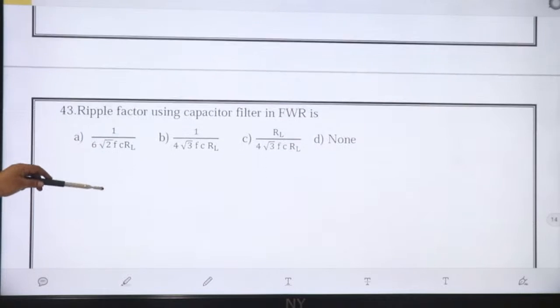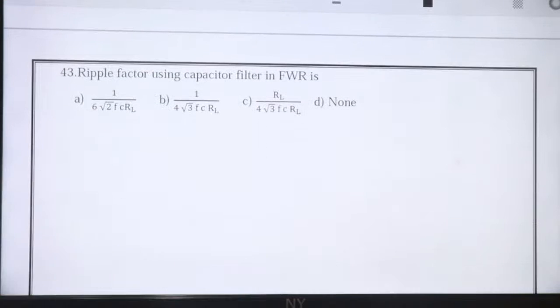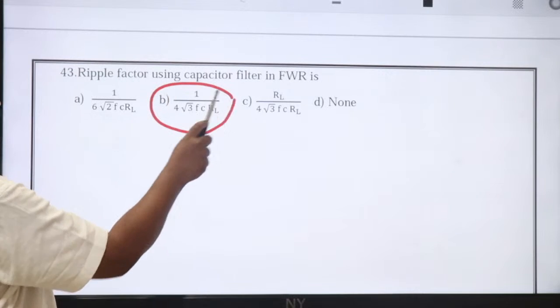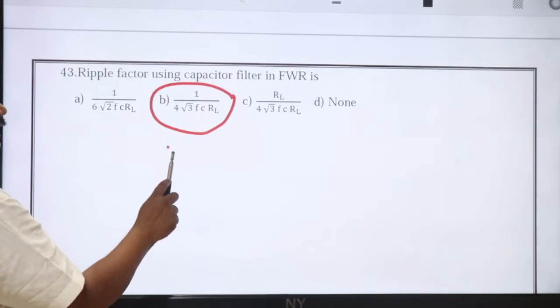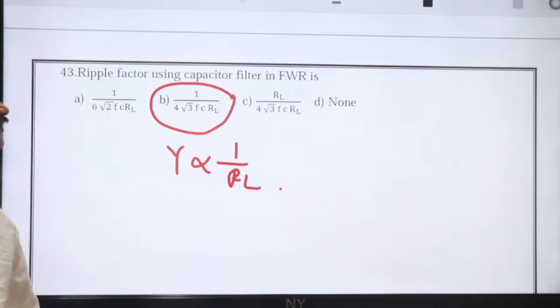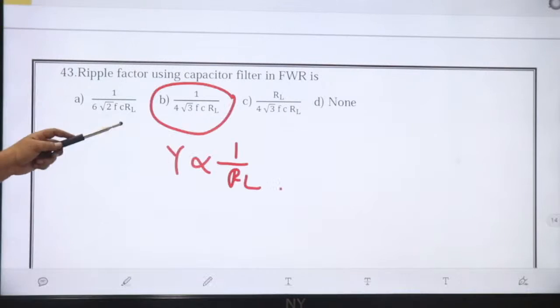Next, what is the ripple factor for a capacitor filter? 1/(4√3 f C RL), because the ripple factor is inversely proportional to RL in the case of a capacitor filter. This formula also I told you in the class itself.